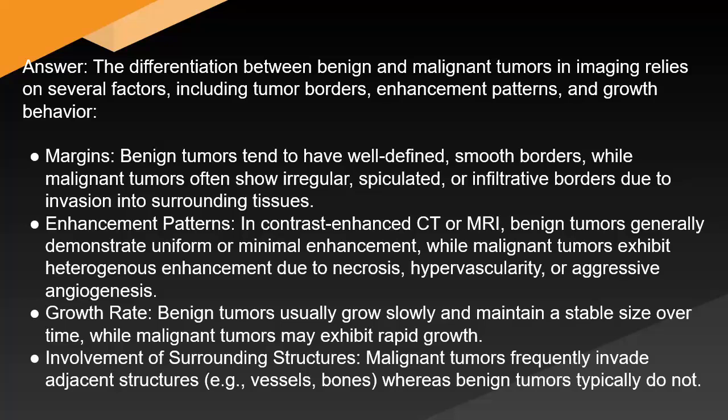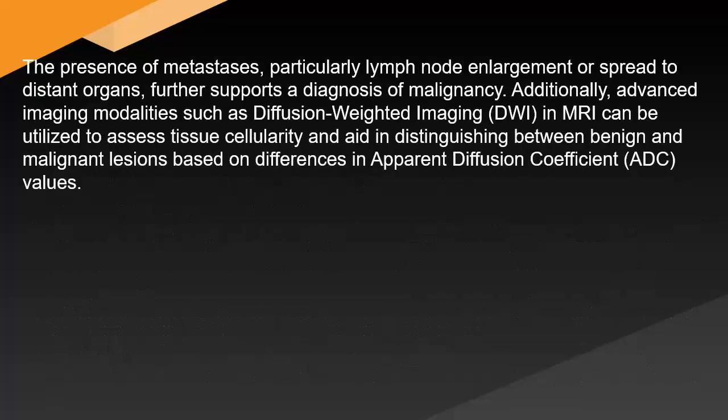Growth rate: benign tumors usually grow slowly and maintain a stable size over time, while malignant tumors may exhibit rapid growth and involvement of surrounding structures. Malignant tumors frequently invade adjacent structures, e.g. vessels, bones, whereas benign tumors typically do not. The presence of metastasis, particularly lymph node enlargement or spread to distant organs, further supports a diagnosis of malignancy. Additionally, advanced imaging modalities such as diffusion-weighted imaging (DWI) in MRI can be utilized to assess tissue cellularity and aid in distinguishing between benign and malignant lesions based on differences in apparent diffusion coefficient (ADC) values.